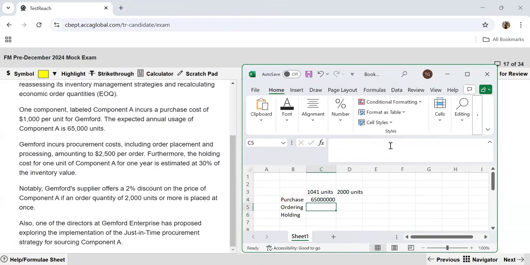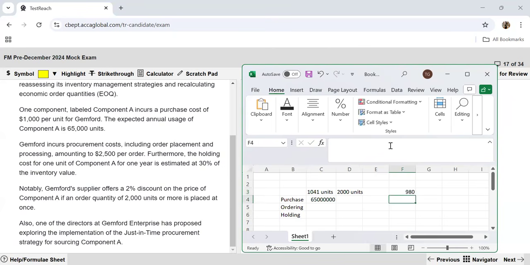65,000 multiplied by 1,000 will give you the purchase price at this level. Similarly, for 2,000 units, you are getting a 2% discount. That means the purchase price now will be $1,000 minus 2% of 1,000.